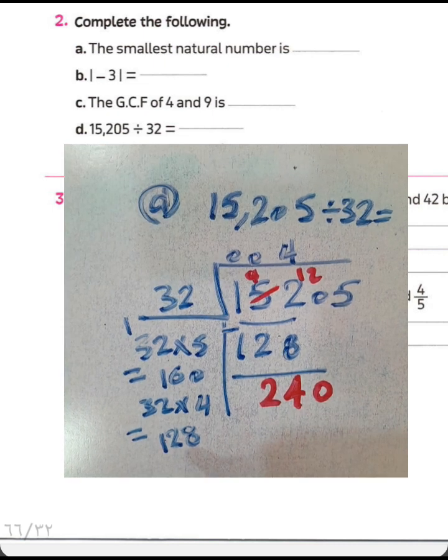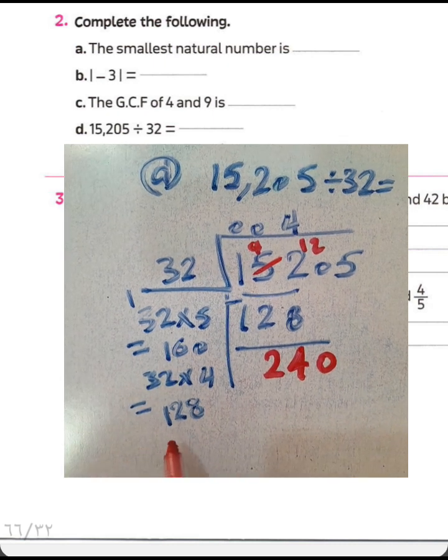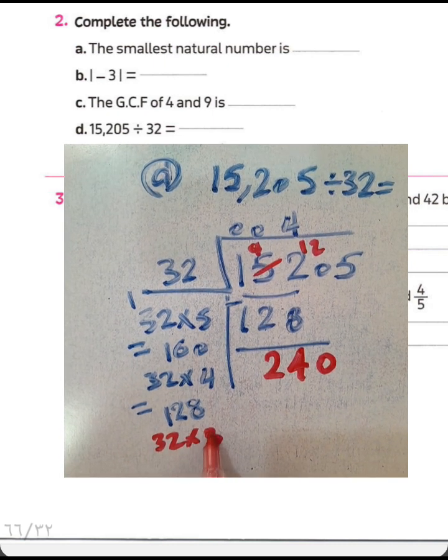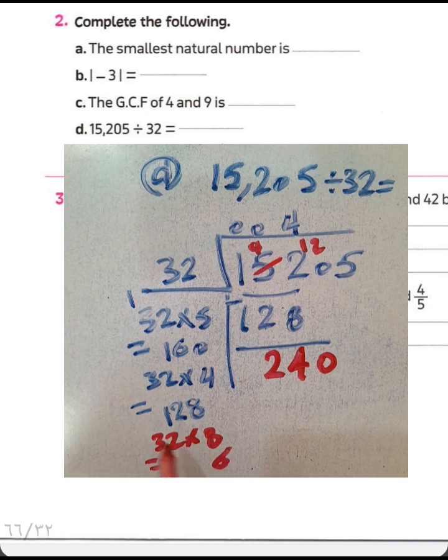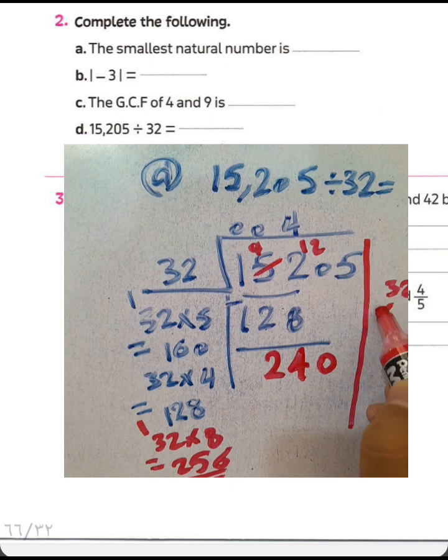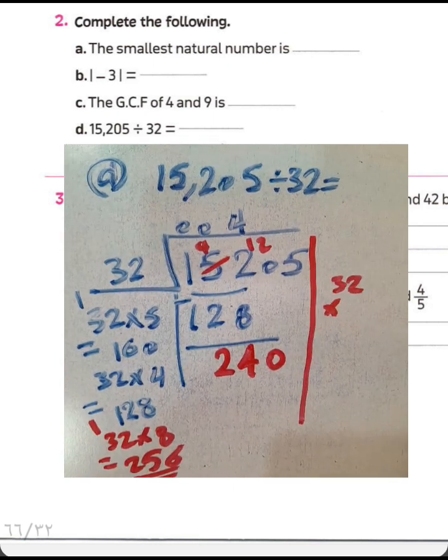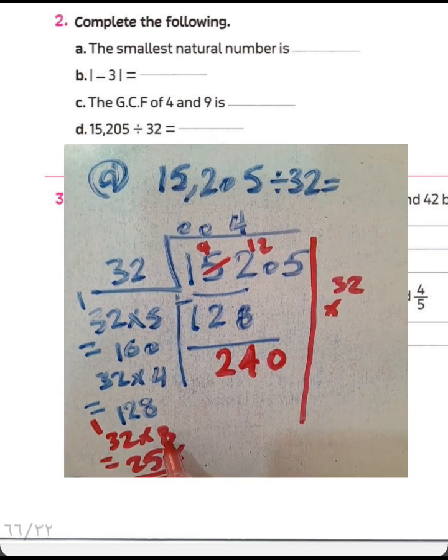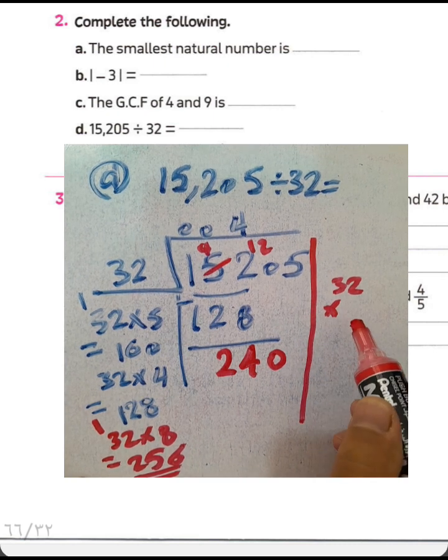You can find the result by multiplying by 8. 2 times 8 equals 16, write 6 and carry 1. 3 times 8 equals 24, plus 1 equals 25. It's greater. Then you can find the result by multiplying by what? 32 times what? Times 7. Write a number less than 8.